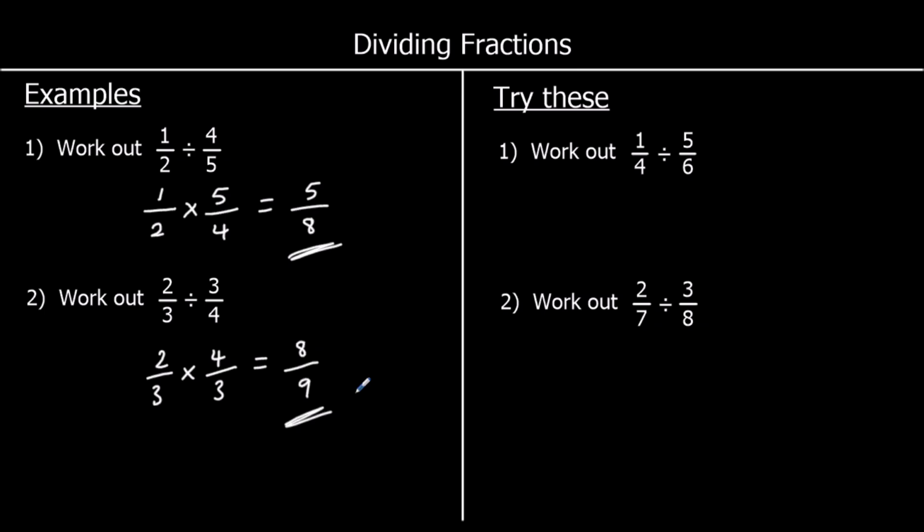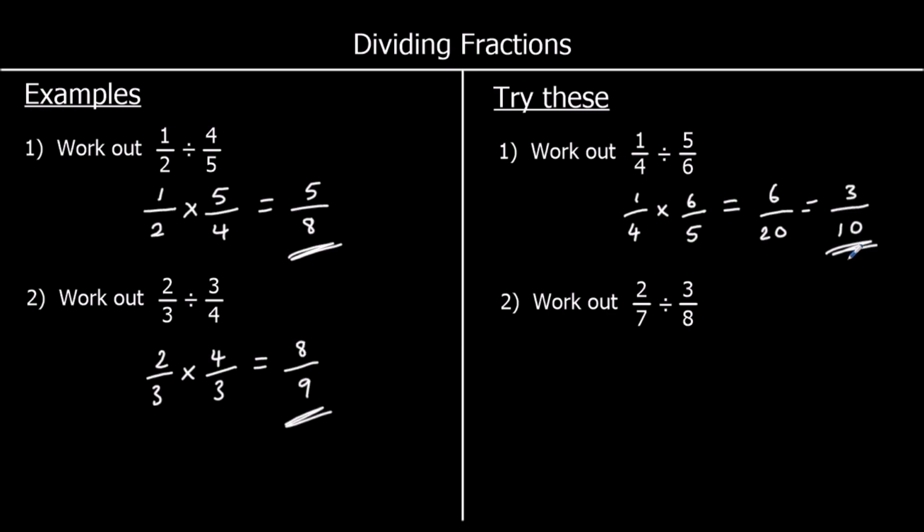Question 1, 1/4 divided by 5/6. So 1/4 divided by 5/6 is the same as 1/4 times 6 fifths. So dividing by 5/6 is the same as timesing by 6 fifths. 1 times 6 is 6. 4 5s are 20. So we times the top, times the bottom, and we can even simplify this one. They're both even, so we can halve top and bottom.